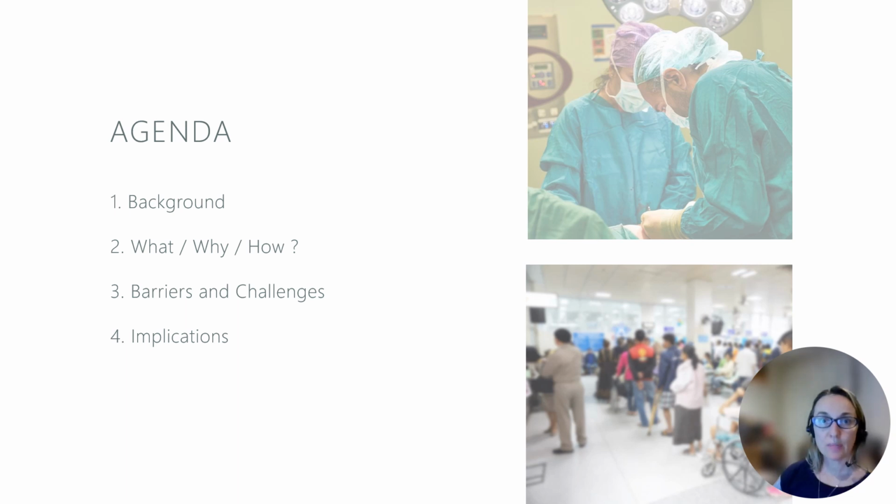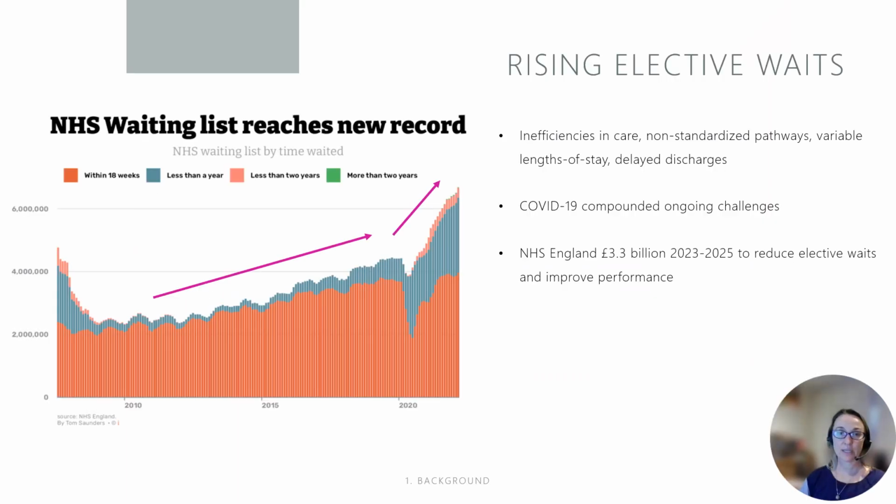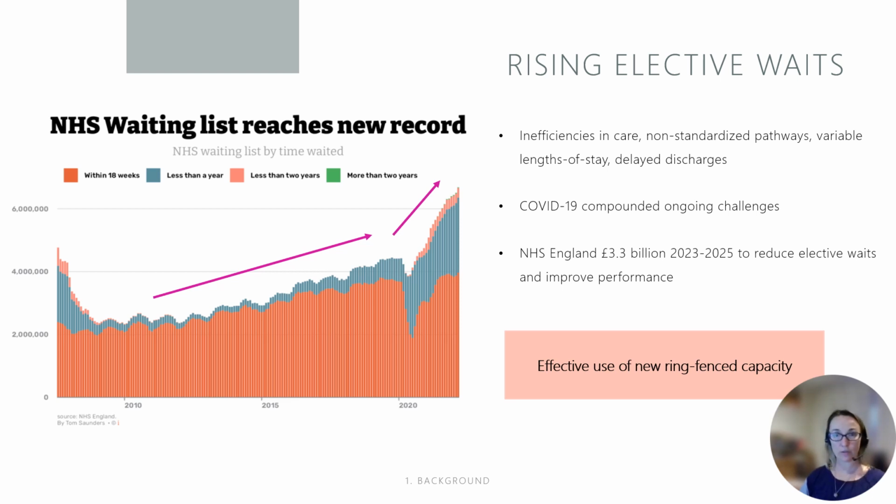In this talk, I'll describe the problem, what we did, the barriers and challenges, and the implications for our research and more widely. In terms of the problem, NHS elective waiting lists have been rising since at least 2010, and alongside lack of resources, inefficiencies in care, variable lengths of stay and delayed discharges have all been implicated. The effect of COVID has been to compound these challenges, and the problem for this work package became how best to evidence the most effective use of allocated central capital funds to increase surgical throughput through new capacity with the aim of meeting new NHS interim targets.